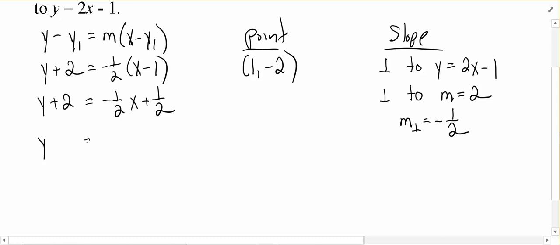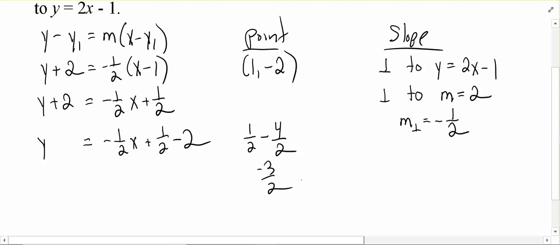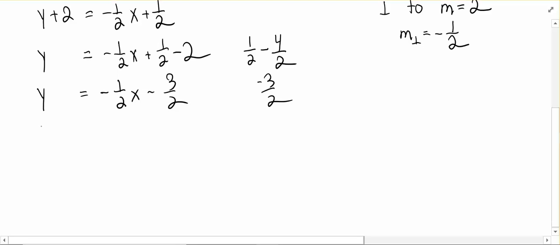To get the y by itself, we're going to subtract the 2. So I'm going to literally write it like that. We could go ahead and use a calculator to do this if we wanted to, or we could say 1/2 minus 2 is the same thing as 1/2 minus 4/2, which is negative 3/2. So now if we want to do this in function notation, instead of y equals, we have f of x equals, and we're good.